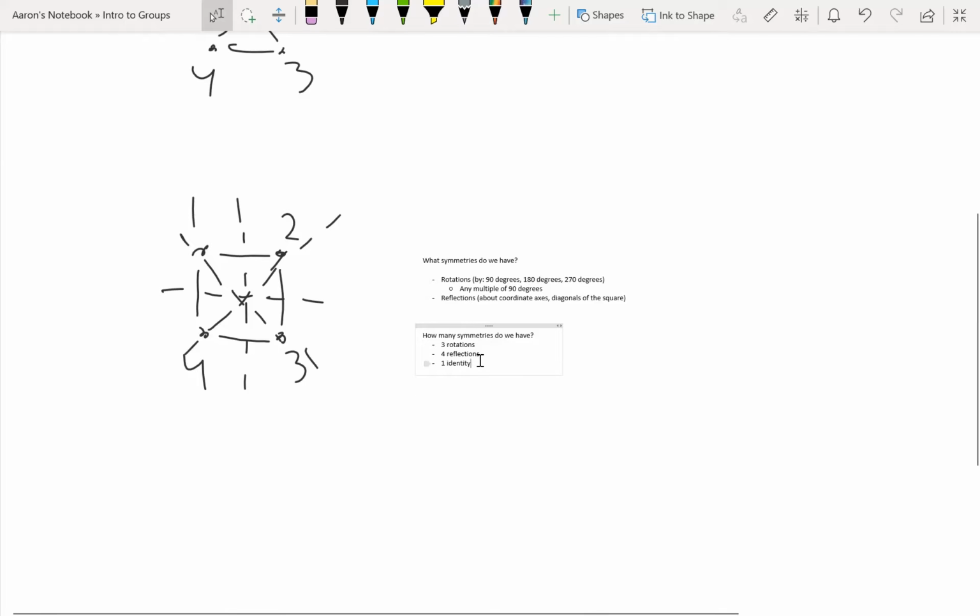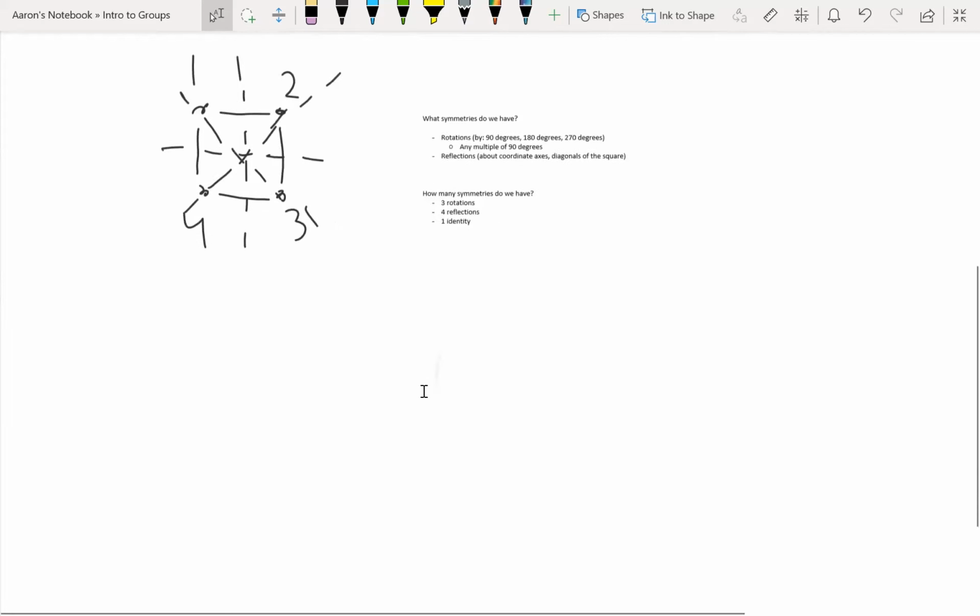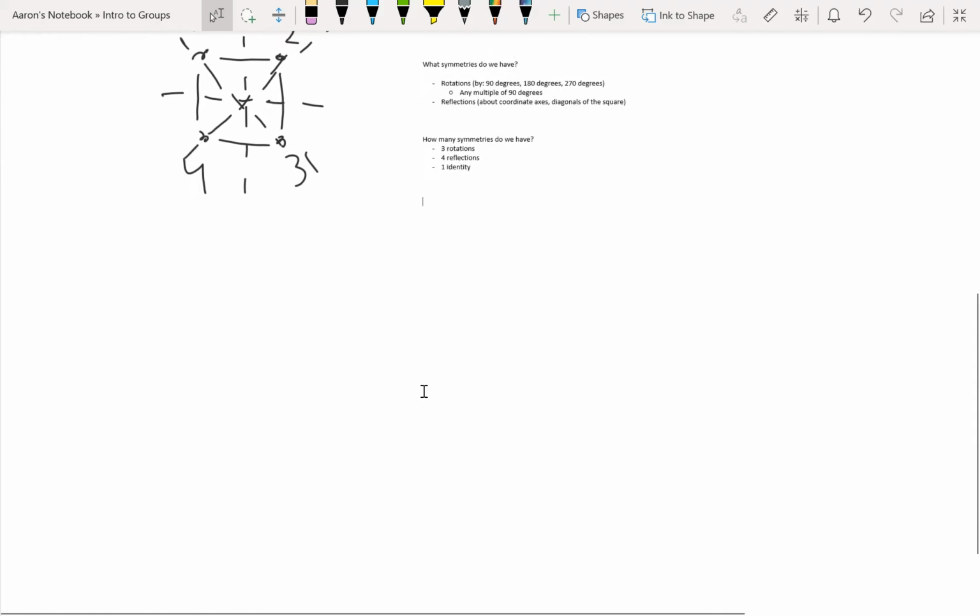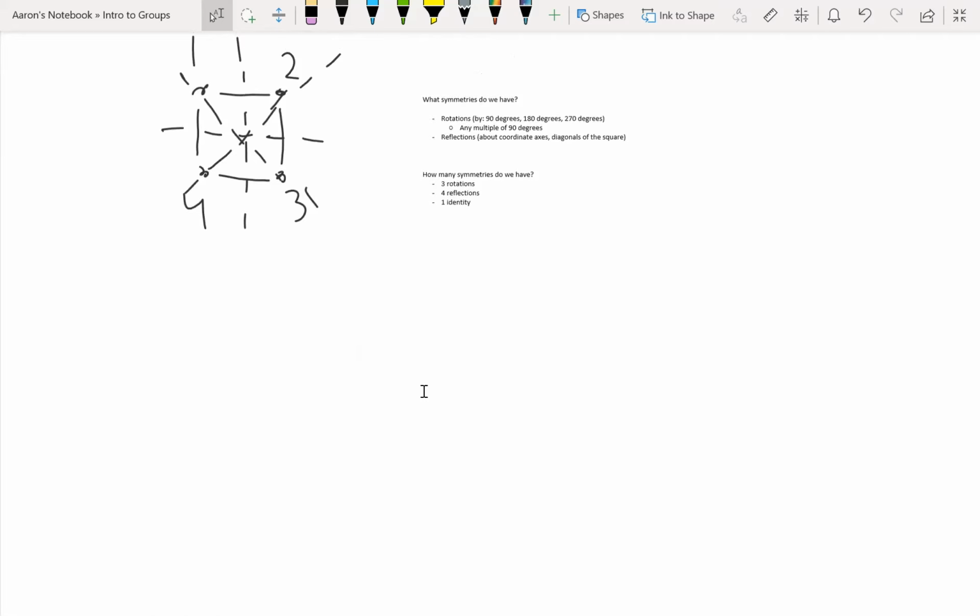Typically, we would consider the identity a rotation exactly because it is sort of the 4th power of the 90-degree rotation. But it doesn't matter. You can say that we have 3 rotations, 4 reflections, and an identity if you want. But you're right, you have to think of the identity, because the identity is a valid symmetry.